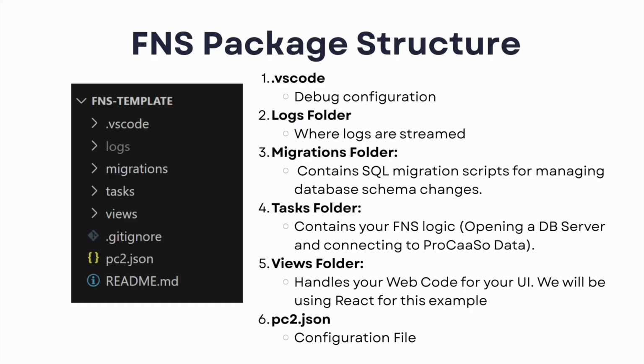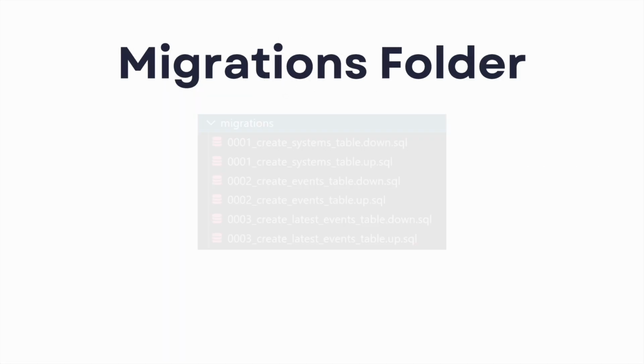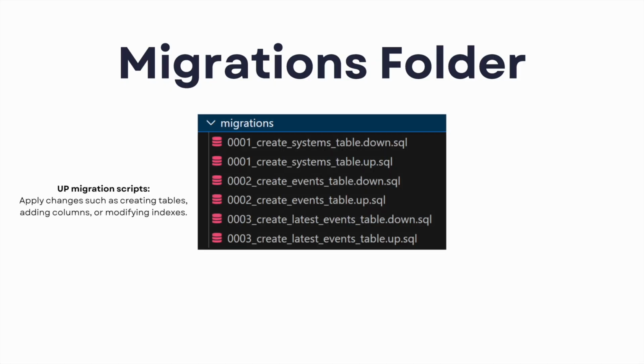The Migrations folder contains SQL scripts that define how your database schema changes over time. Each script pair includes an up file that applies changes, such as creating tables or adding columns, and a down file that reverts those changes if needed.